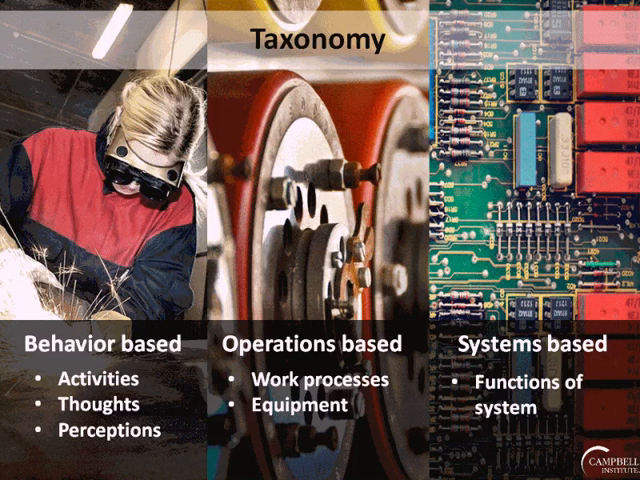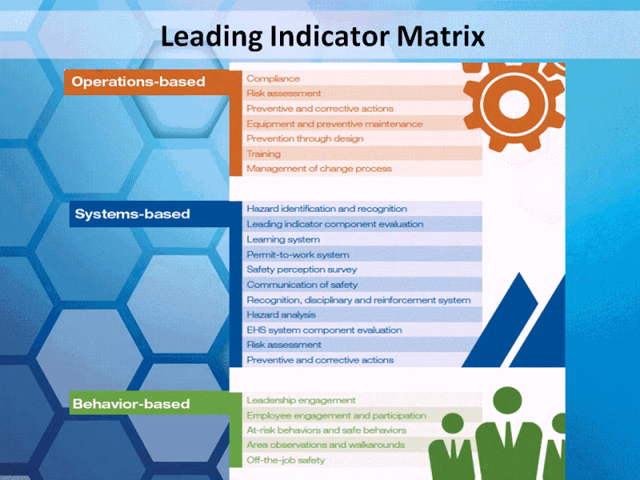So these are the three categories that we created during our research and based on what we heard from our member organizations. We then spent about a year turning this taxonomy into what we call our leading indicator matrix. What you see here comes from our second white paper. And it really breaks down the operation, systems, and behavior-based categories of the taxonomy into another layer down, some of those second-level buckets in which you could put some of those indicators that you actually use.